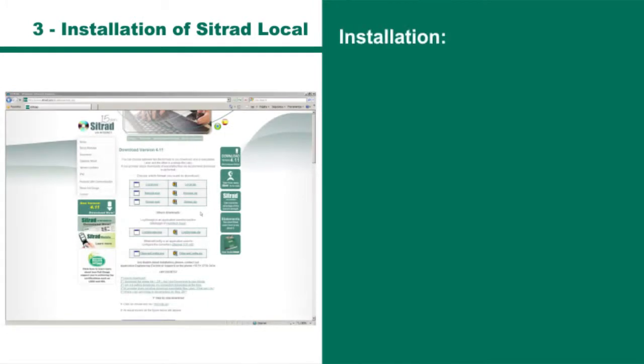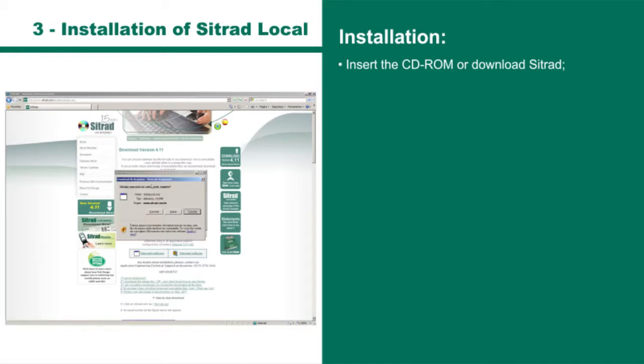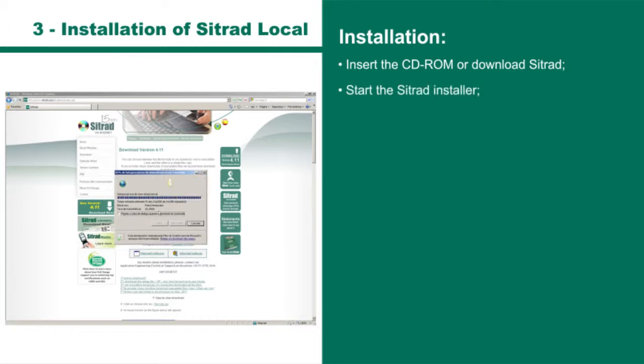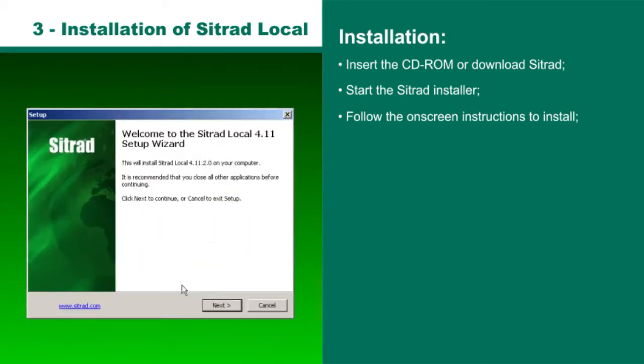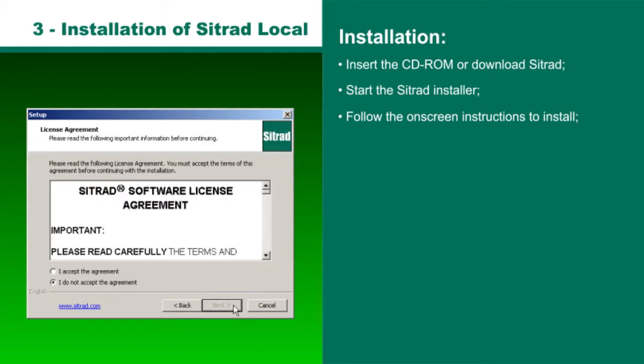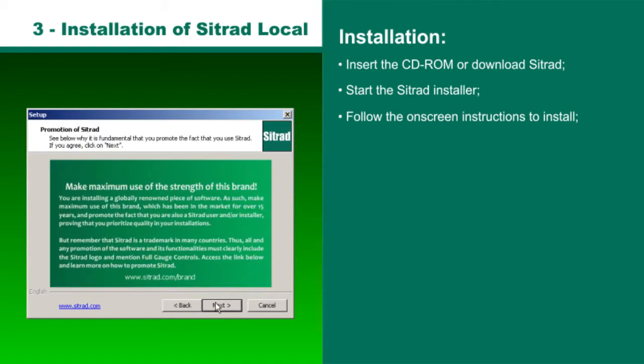Installation of Sitrad Local. Insert the CD-ROM or download Sitrad on the link below in the video description. When the CD-ROM is inserted, the installer automatically runs Sitrad. If you've finished the download, open the file to start the installation. Follow the on-screen instructions to install. If in doubt, refer to the manual or access the user's guide in the installation and configuration section. Other Sitrad modules are also available on the installation CD-ROM and on the software site.